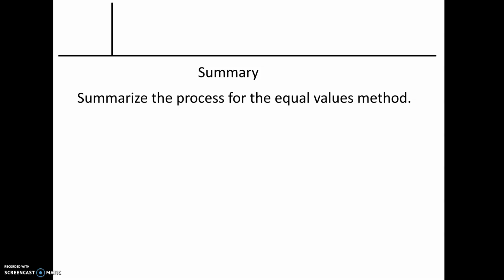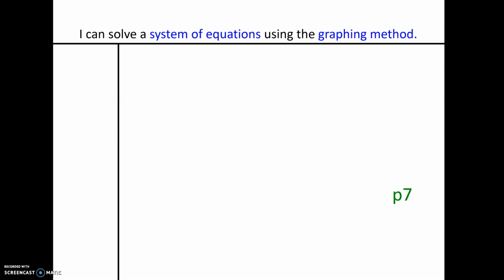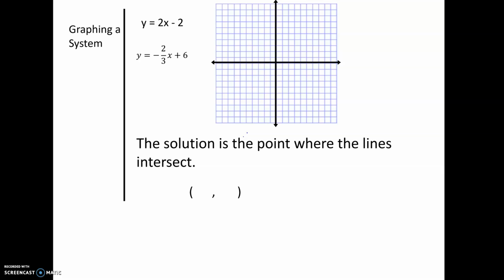Real quick, summarize the process for equal values. This goes on the bottom of your page 5. Now the other way to solve systems is we can make a graph. So this is your learning target on page 7. Once again, pause to write your stuff down.